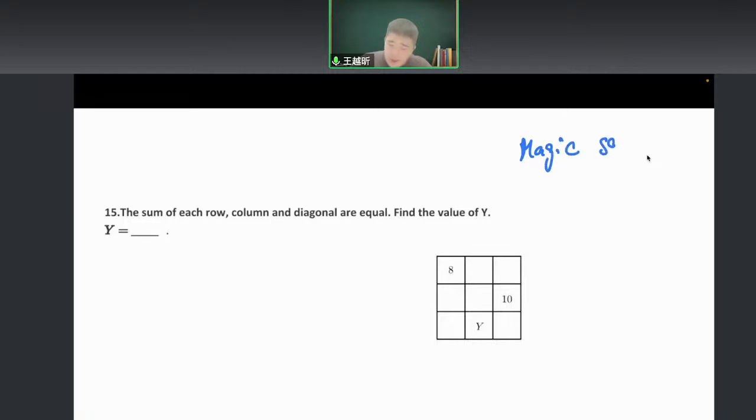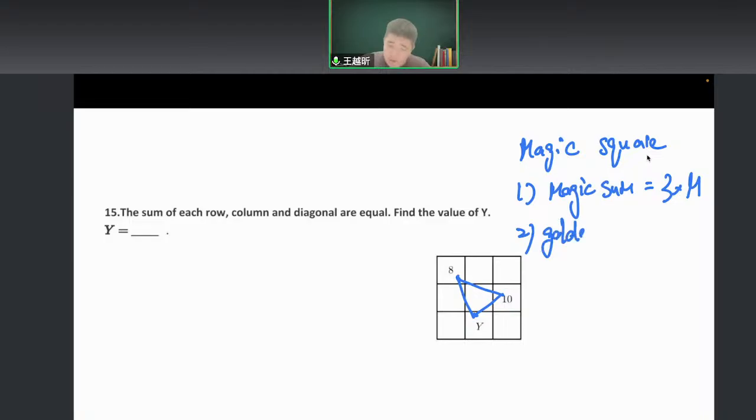Magic square. In a magic square, we have two important conclusions. The first important conclusion is the magic sum: magic sum equals 3 times the middle number. And the second conclusion is what we are going to use here. It's called the golden triangle. And sometimes I call it the Y shape.